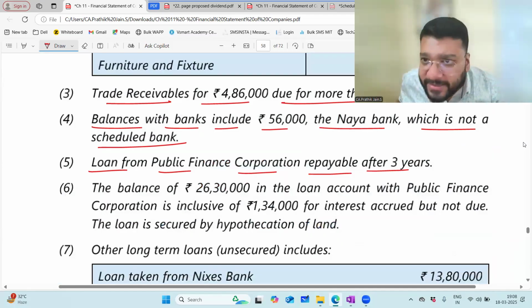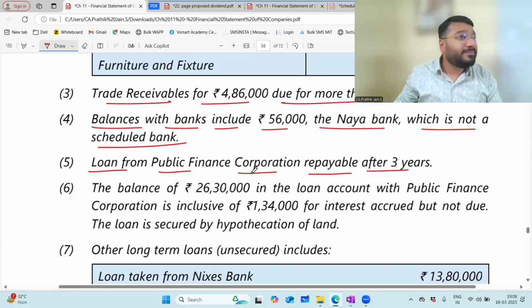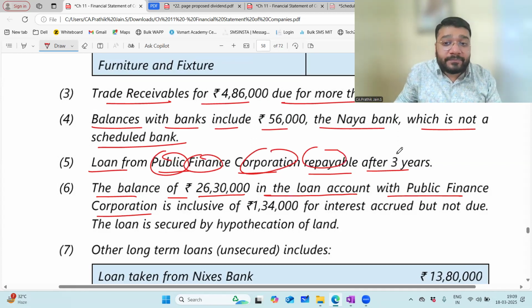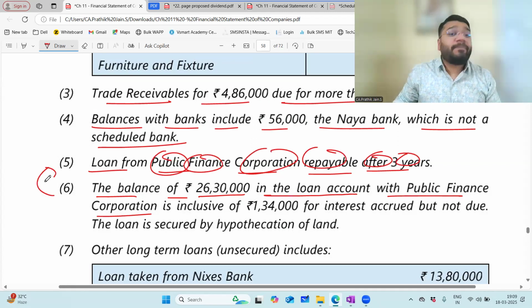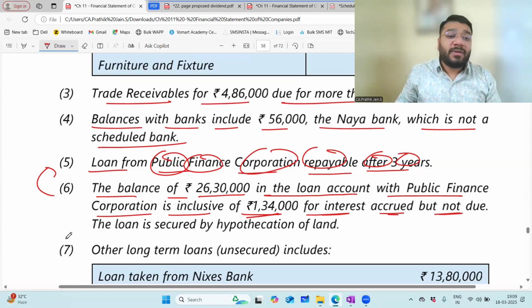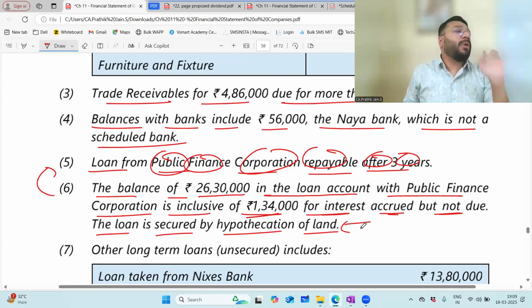Online people, so far easy. Yes, sir. Sixth one: the balance of rupees 26,30,000 in the loan account with Public Finance Corporation, we are talking about the fifth point, is inclusive of 1,34,000 of interest accrued but not due. This loan is secured by way of hypothecation of land. This information is already given in the trial balance. Second time they're giving this information to confuse us.